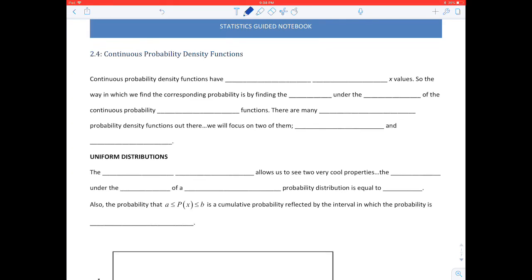Today we'll be talking about continuous probability density functions. Continuous probability density functions have infinitely many x values. So the way in which we find the corresponding probability is by finding the area under the curve of the continuous probability density function, sometimes called a continuous probability distribution.